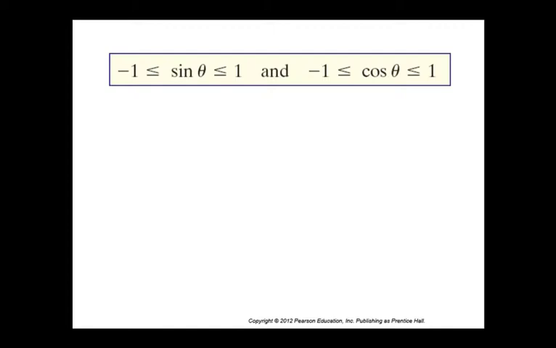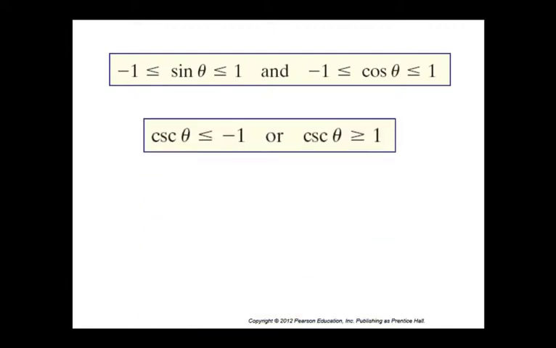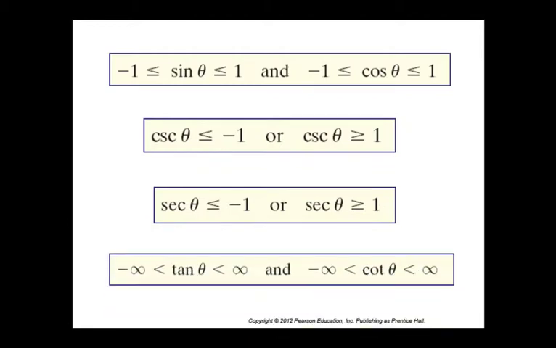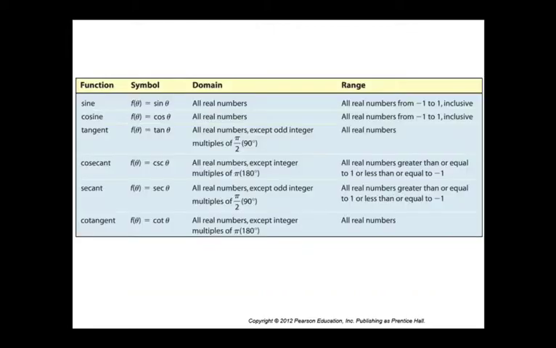Now, we defined that the range of sine and cosine is based upon its axis. So in this case, we can say that negative 1 is less than or equal to sine, and sine is less than or equal to 1. The same is true of the other functions as well. The only one that isn't that way is the tangent, because we can go from negative infinity to positive infinity, and the same thing with cotangent. If you ever need to, you have the list right here of all the different functions.